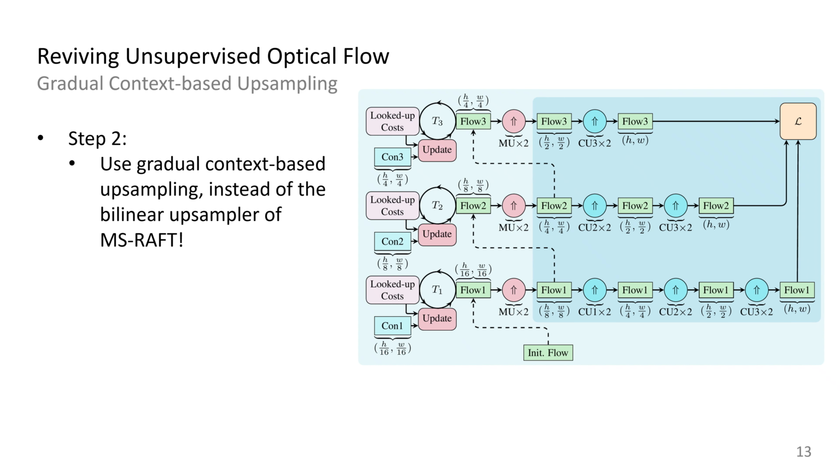Here you can see how those 3 masks are used in our gradual convex upsampling procedure. Here CU1 denotes the first context-based convex upsampler that uses the mask from 1/8 resolution I just showed. Then the second mask is used to upsample the flow from 1/4 to 1/2 resolution, and finally the last mask upsamples the flow to full resolution.